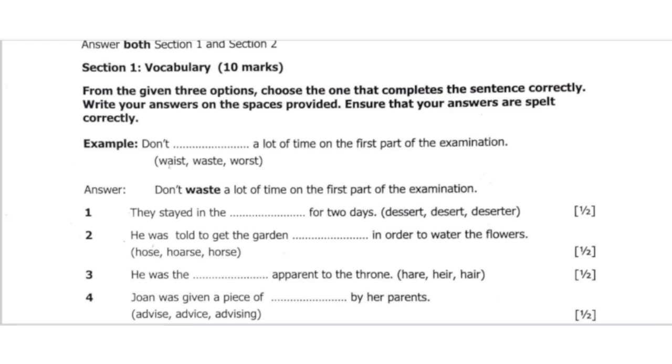When we look at this waste, the first one is for the waist. That is the middle section of a human being, where we tie our belts. If you are a gentleman, where the belt goes around when you wear a belt, there, the waist. Then this one is waste, like trying to misuse, to waste, to misuse. They're telling us not to misuse time on the first section, that is waste.